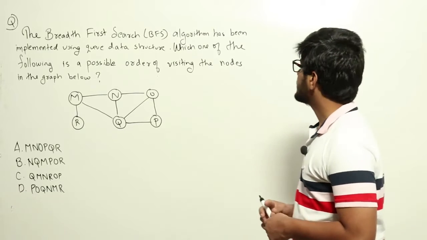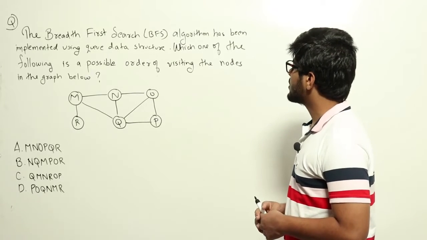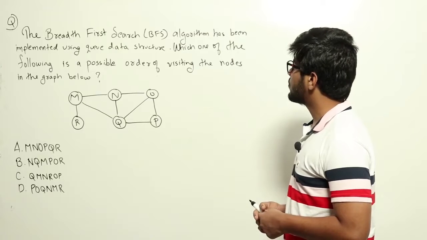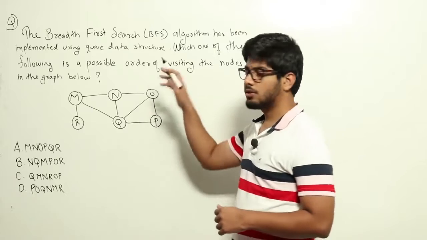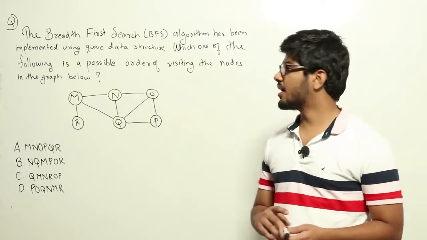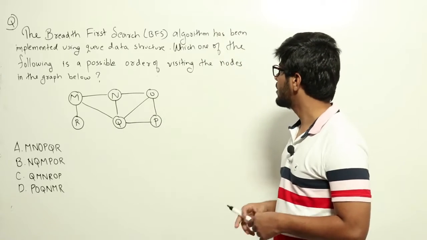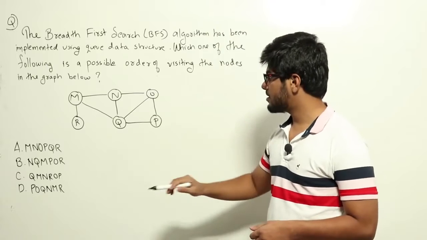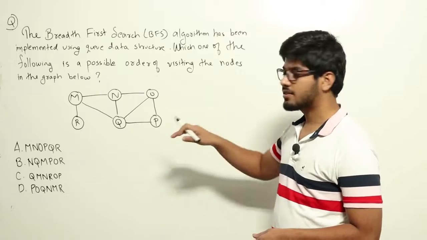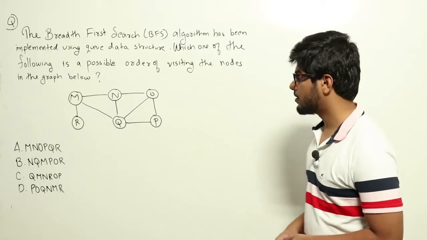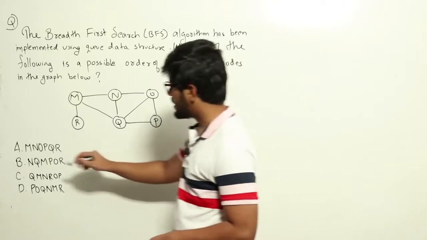The breadth first search algorithm has been implemented using a queue data structure. Which one of the following is a possible order of visiting the nodes in the graph below? This is a question from data structures regarding breadth first search or BFS, and we are given 4 options. We need to eliminate 3 options and find the one option which is a possible order of visiting the nodes. So let us look at A.